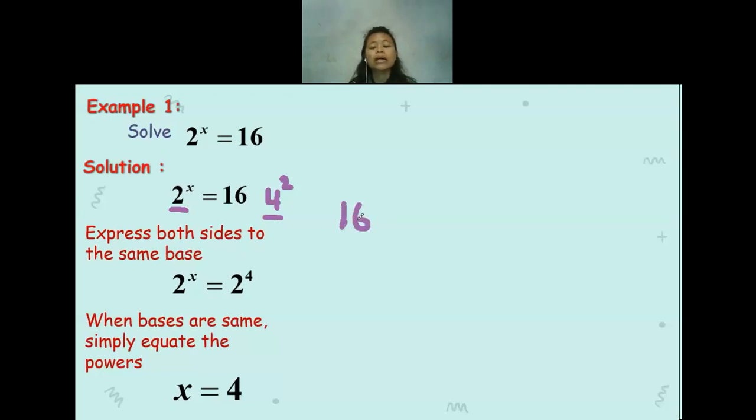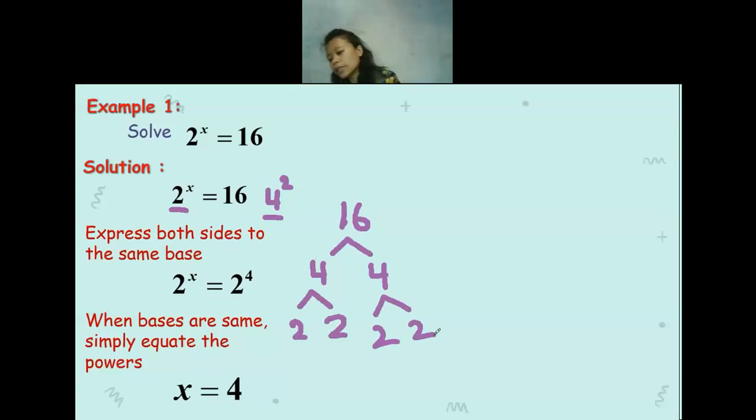If you get confused, you can always use the factor tree diagram. 16, we can make it into 4 times 4. Each 4 we can break down into 2 and 2. So in the end, we will have 4 numbers of 2. That's why for 16, we can change it into 2 to the power of 4.